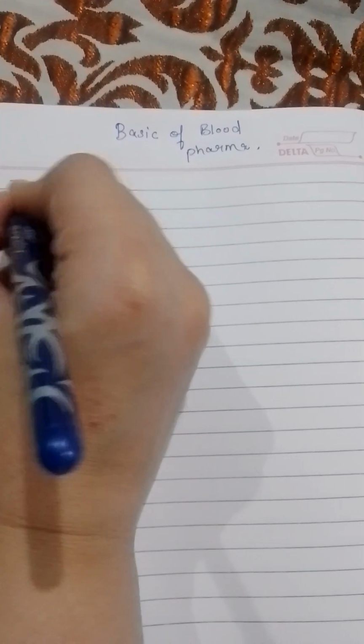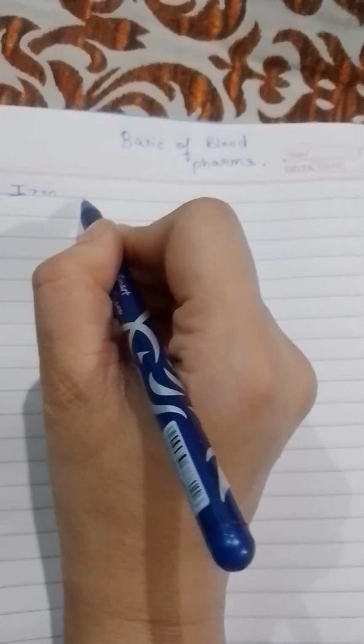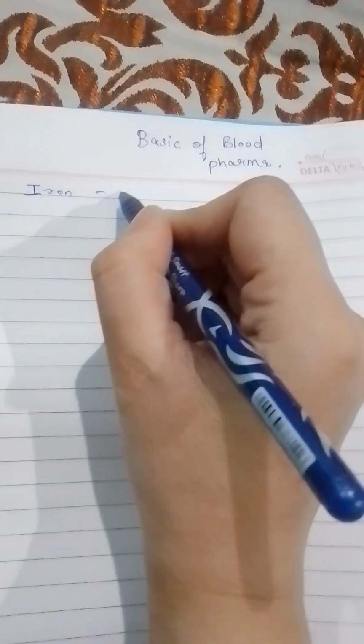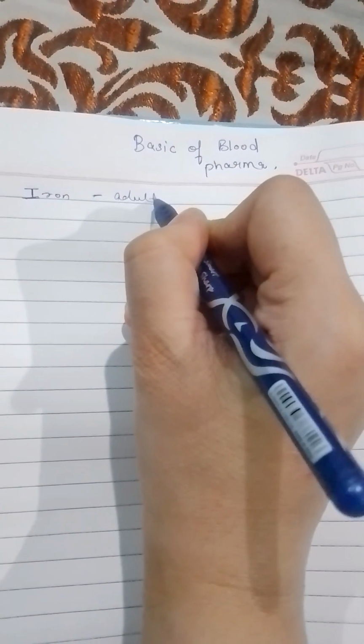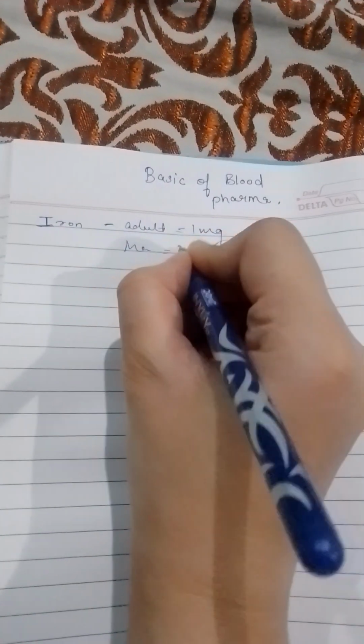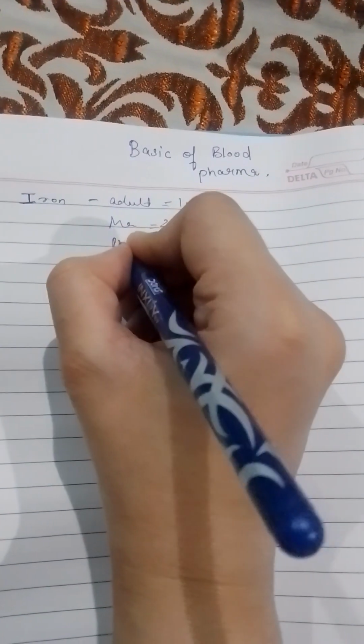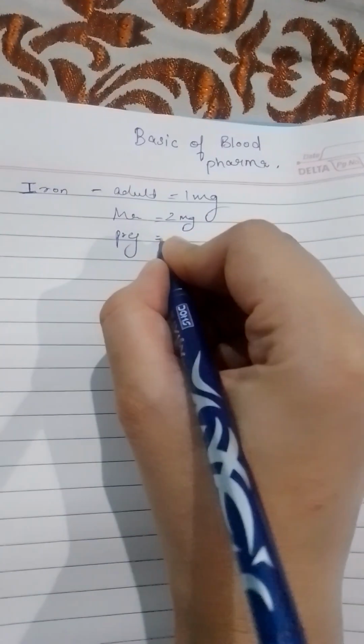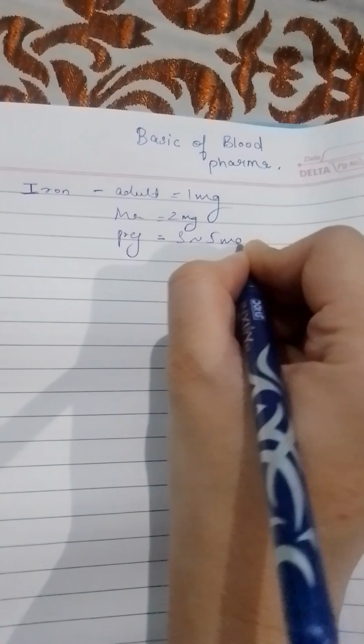Iron is very important. Let's first see the daily requirement of iron. The daily requirement of iron for an adult is around 1 mg, and if the female is menstruating, having periods, then it is approximately 2 mg, and if the female is pregnant, then it is approximately 3 to 5 mg. Okay, so that is the basic or normal requirement of iron.